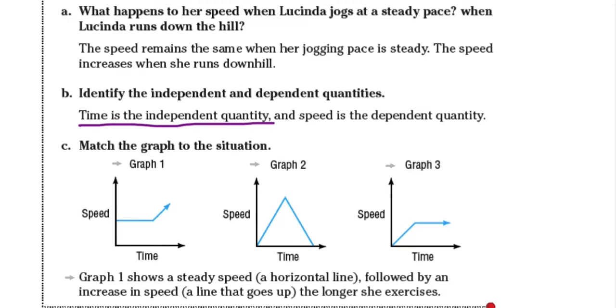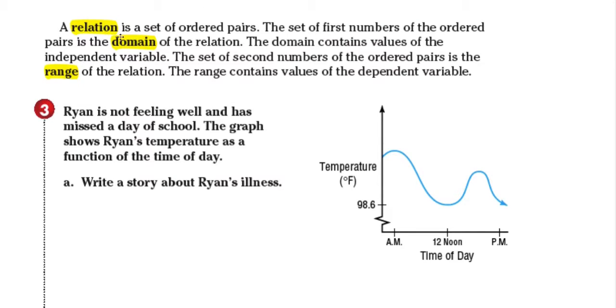Let's take a look at the next concept in this lesson. A relation is a set of ordered pairs. The set of first numbers of the ordered pairs is the domain of the relation. The domain contains the values of the independent variable. The set of second numbers of the ordered pairs is the range of the relation.